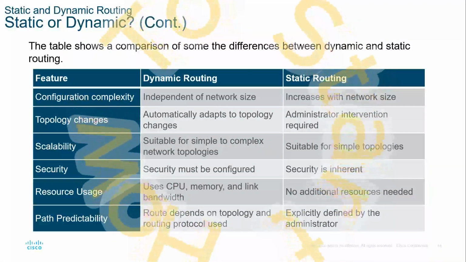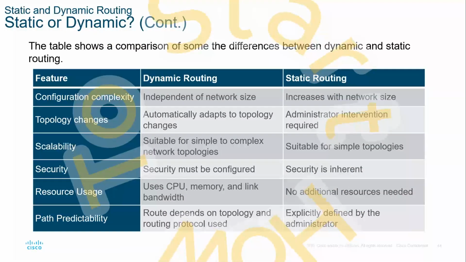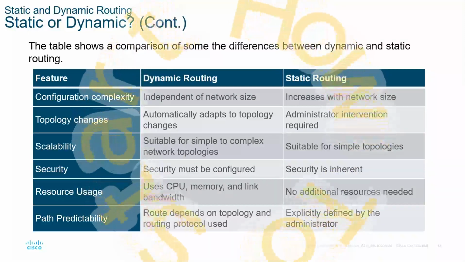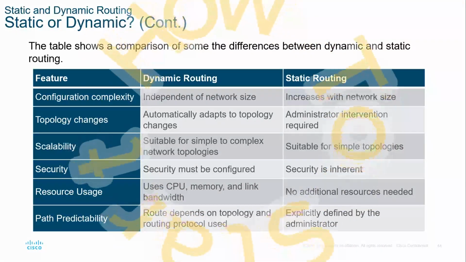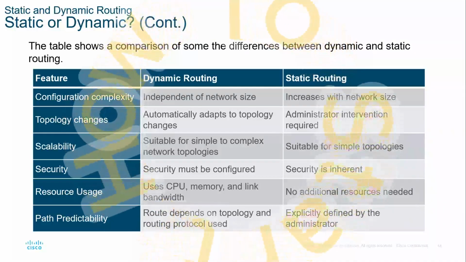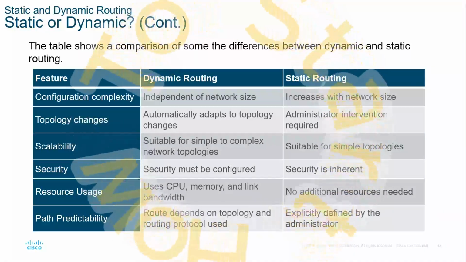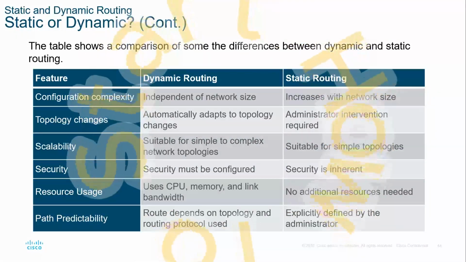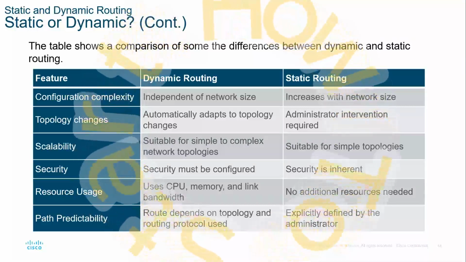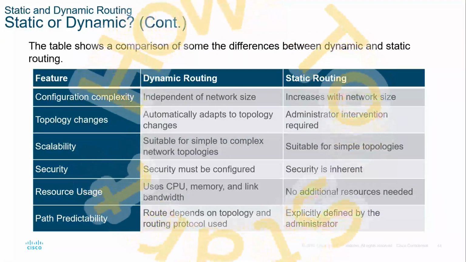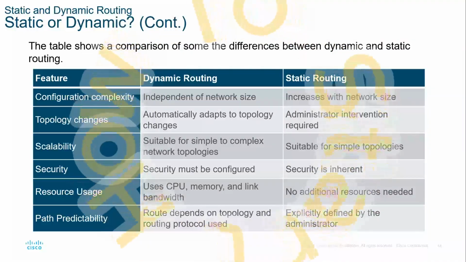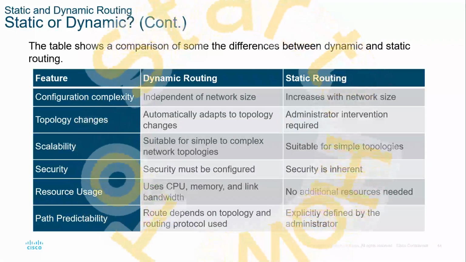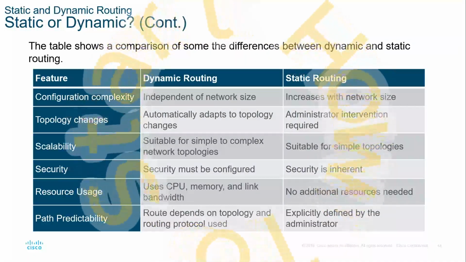If we are comparing and contrasting the two, dynamic routing is independent of network size. Static routes will increase the complexity of configuration the larger the network grows. When the topology changes, dynamic routing is automatic. With static routes, you have to have the admin make changes. Scalability is way easier on dynamic routing protocols, and it doesn't really scale well with static routes. Security: dynamic routes, you need to configure it, whereas with static routes, the security is built in. So static routes are typically classified as more secure.